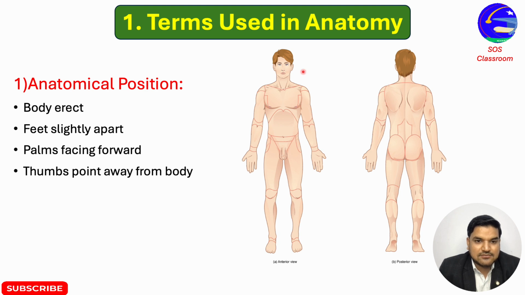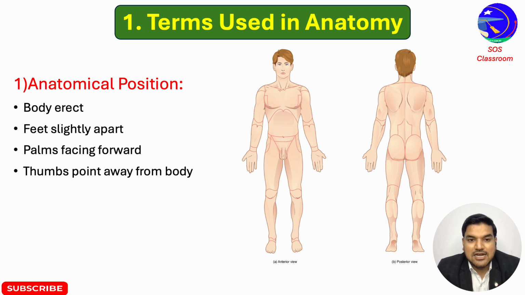Body should be erect, feet slightly apart, meaning the feet cannot touch, and palms facing forward. You can see the palm facing the anterior side, meaning forward, and thumbs point away from the body. This means the thumb cannot attach to the fingers. So this is your anatomical position from the anterior view, and this is your anatomical position from the posterior view.